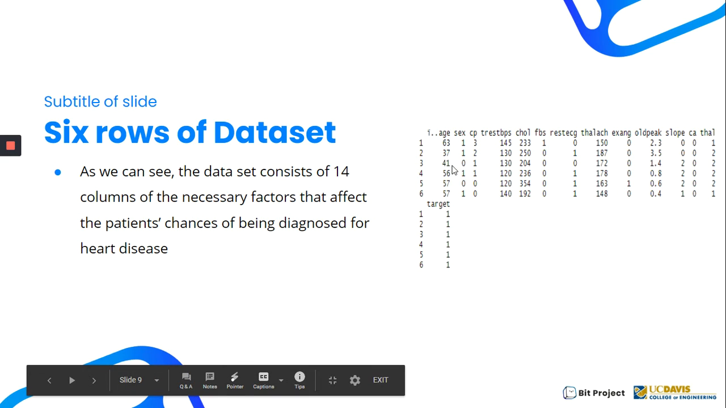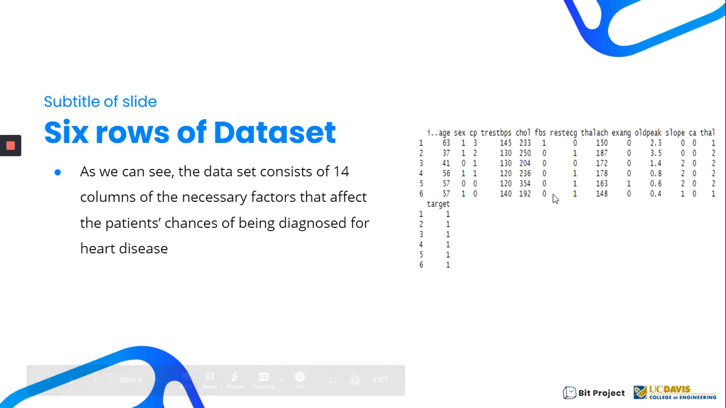Now, if you look at the target column in particular, the target column represents the dependent variable in our data set, in terms of classifying the patients as either misdiagnosed or diagnosed. In our case, the ones represent the patients that have been misdiagnosed with heart disease, and the zeros represent the binary case where the patients have been diagnosed with heart disease.